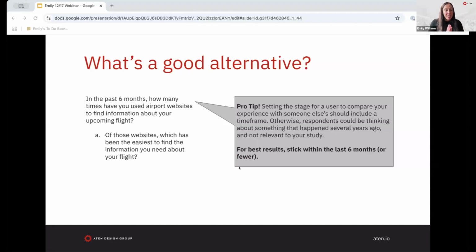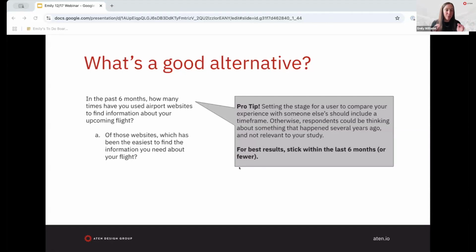Setting the stage, I think, is such a great way to give users a frame to work off of, give them a little context. My recommendation, if you're going to do that, is a period of no longer than 6 months, possibly a year. But I like to stick with 6 months because we have a bit of recency bias. And so the further in the past something has happened, the less likely we are to be able to recall the specifics. And so I like to avoid that as much as possible.